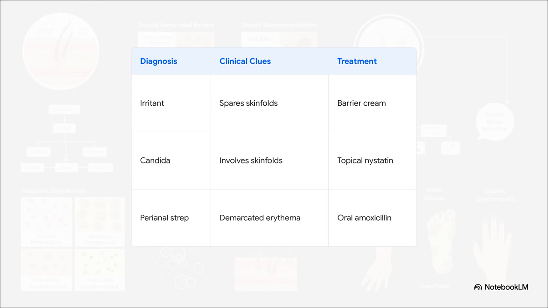Still in the skin folds, but moving over to pediatrics. Your key decision point for decoding diaper and perineal rashes is, quite literally, the skin folds themselves. Irritant dermatitis is the most common, and because the diaper doesn't rub deep into the creases, it uniquely spares the skin folds. You just treat that with barrier cream.